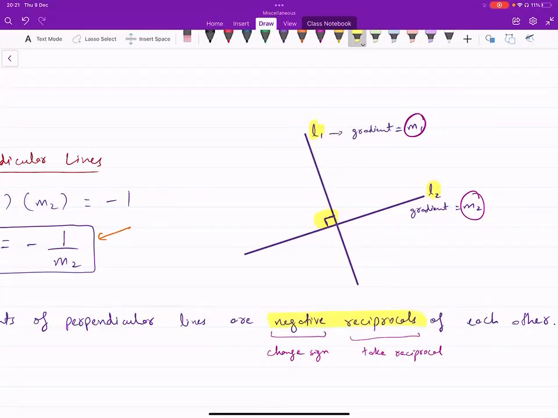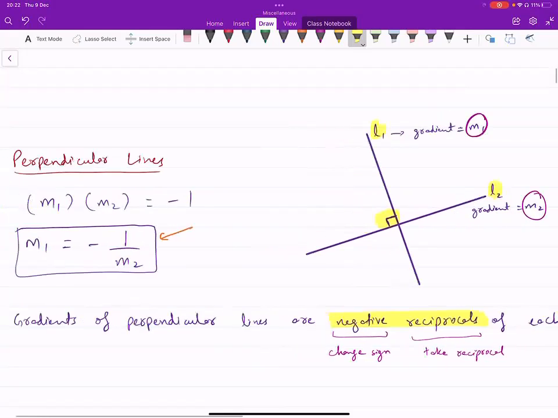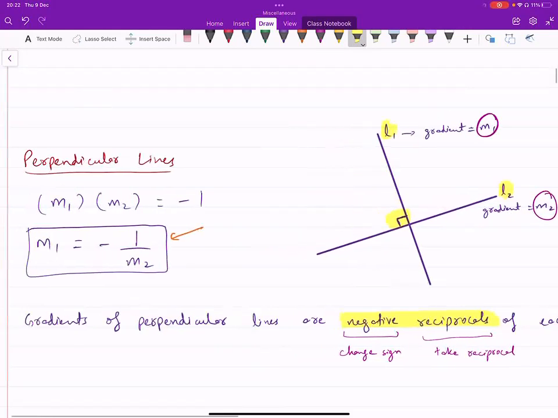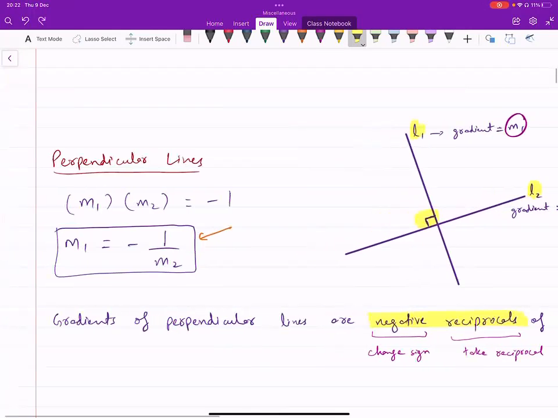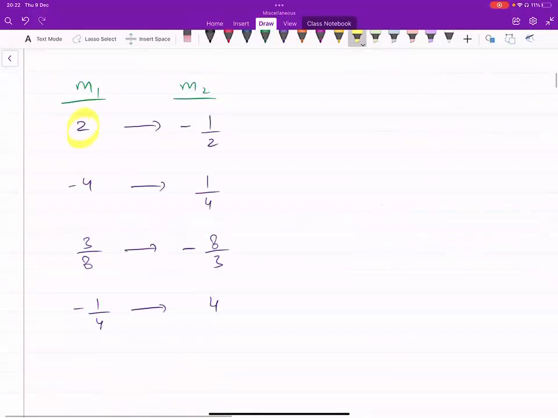Now, this is an important result because that will help you write down the gradient of perpendicular lines pretty quickly. Negative का मतलब है जो आपके पास अगर एक gradient है, दूसरे gradient का sign different होगा, आपने sign change कर देना है. Reciprocal का मतलब है उसका आपने reciprocal लेना है. For instance, let's take some examples. Let's say you've got a line that has gradient of 2. उसका जो perpendicular होगा, उसका gradient क्या होगा? You change the sign. So it was positive earlier, it becomes negative. And you take reciprocal of 2. So it's 1 over 2. -1 over 2 is the gradient of this perpendicular line.